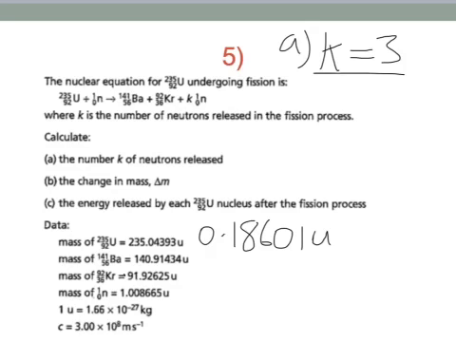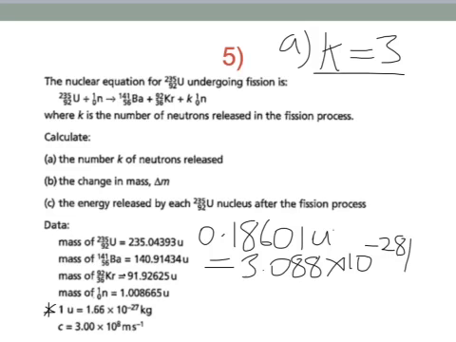It might be useful to convert this change of mass to kilograms first of all, so we'll do that. Again, just using this atomic mass unit conversion to kilograms. So this is the same as 3.088, taking a few figures, times 10 to the negative 28 kgs. So that's the difference in mass between the left and right hand side.